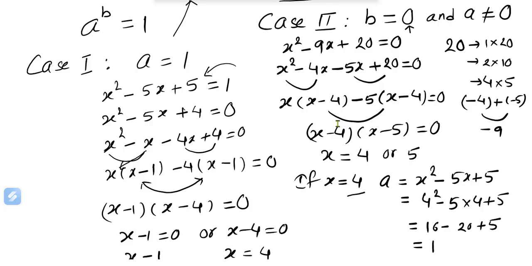So when the value of x is 4, then the value of a is equal to 1, which is not 0.